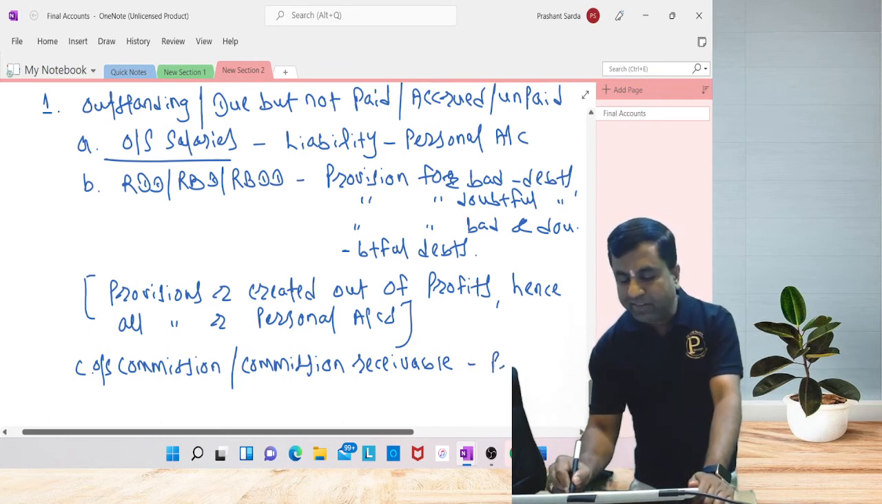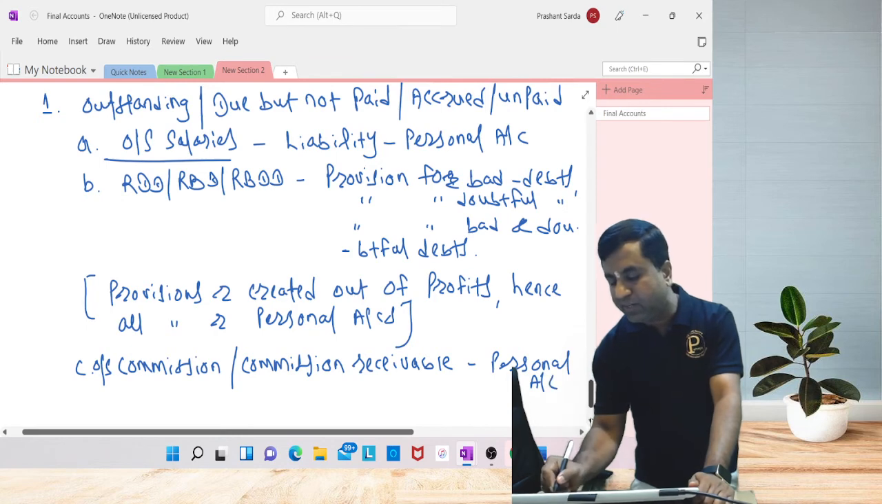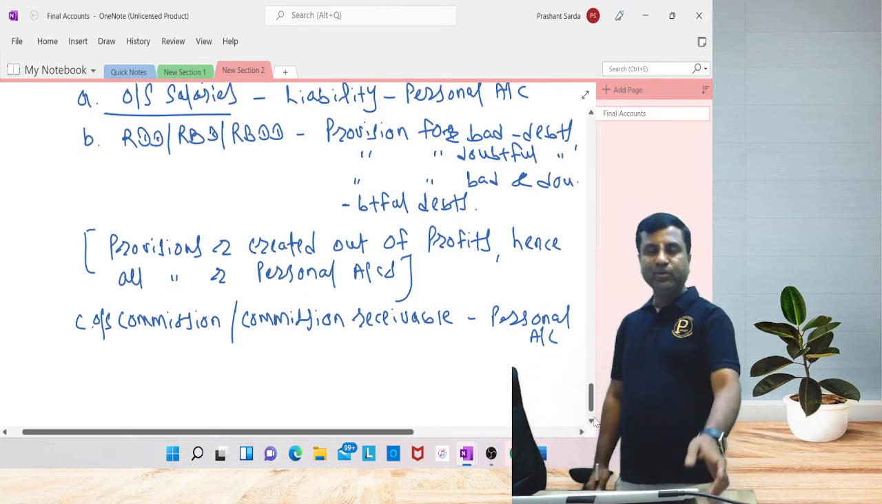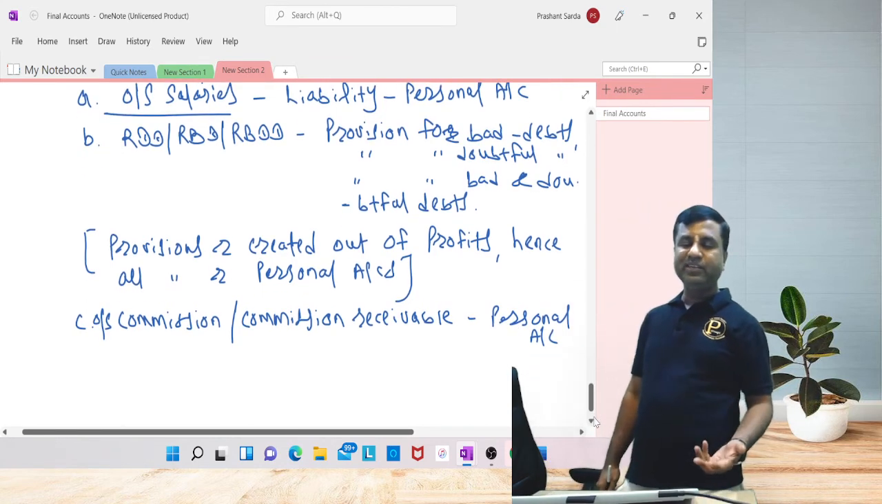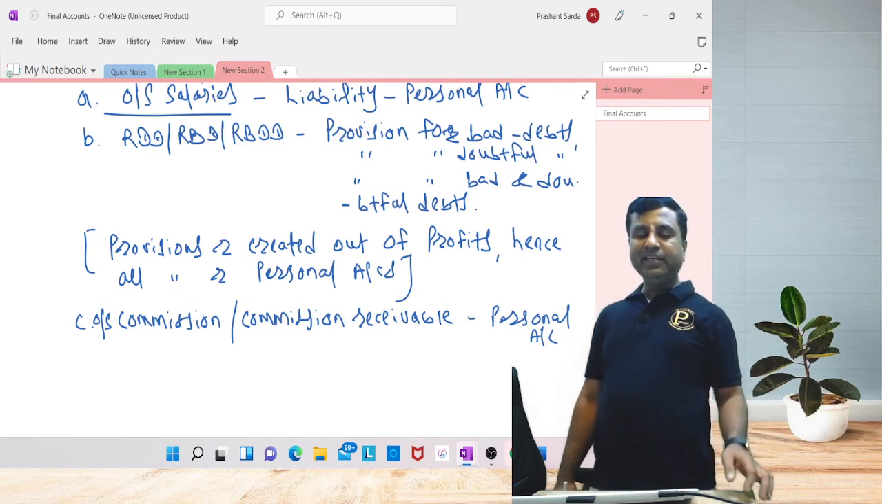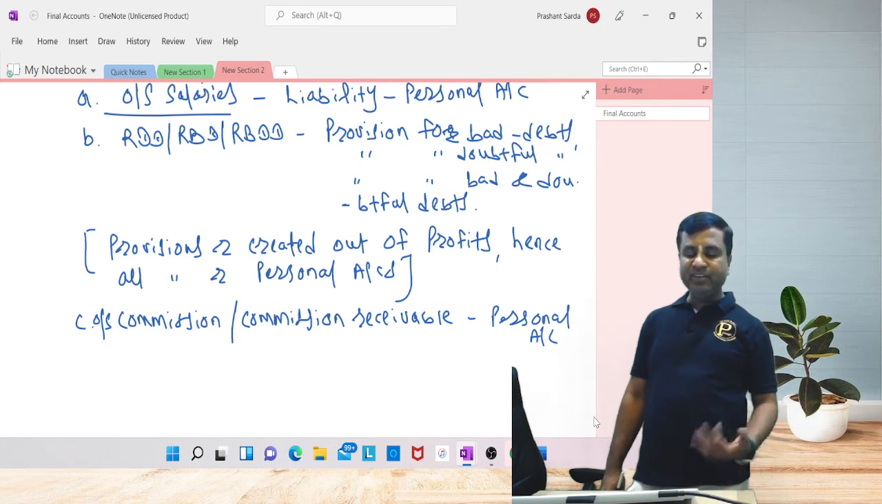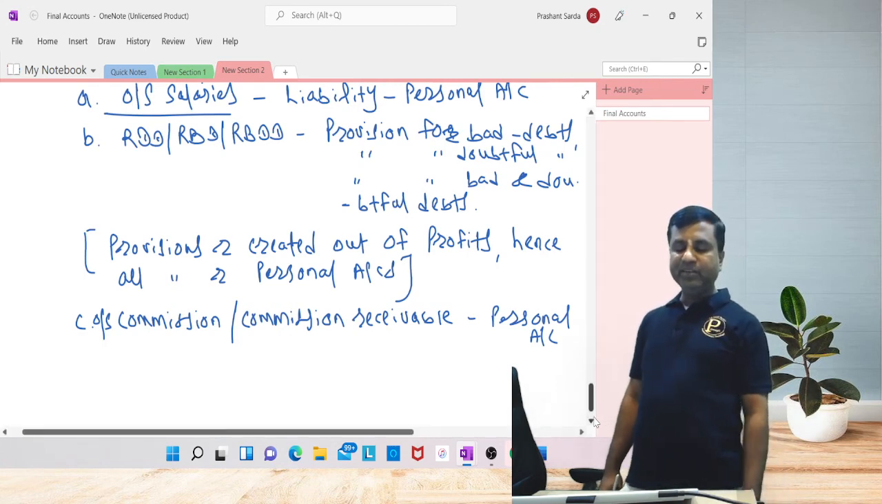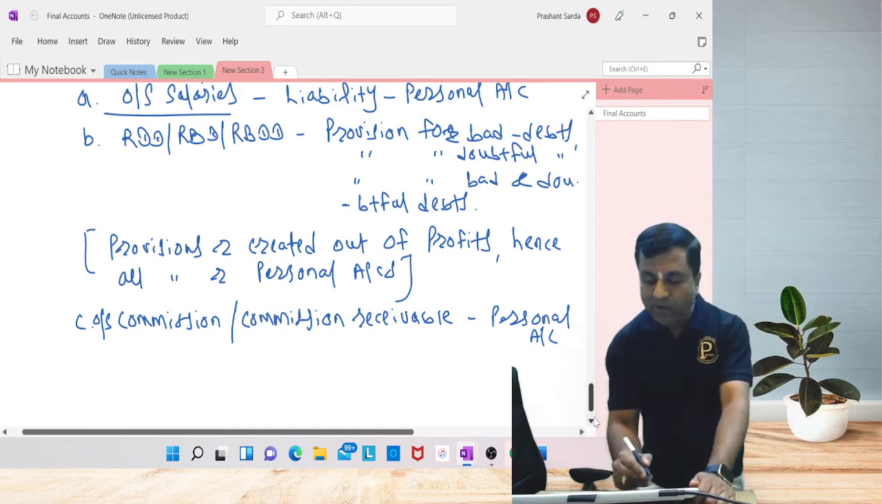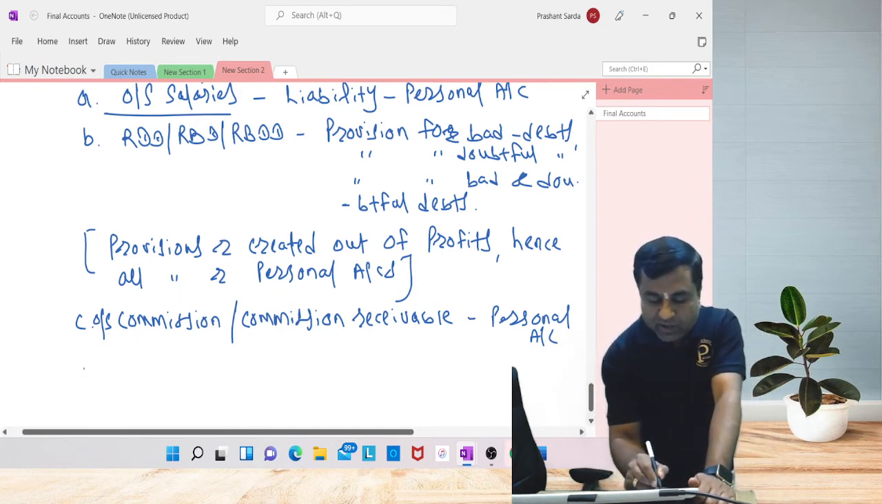व्हाई? because again it is nothing but due but not received, and it is due but not received from a person. हाँ, ये सिर्फ कमीशन रिसीव्ड होता, इंटरेस्ट रिसीव्ड होता, डिविडेंड रिसीव्ड होता तो अगेन इट इज अ इनकम and it would have been a nominal account, but as of now it is not received and it is receivable, hence outstanding commission receivable is a personal account. So these are the examples of different personal accounts which could confuse you.